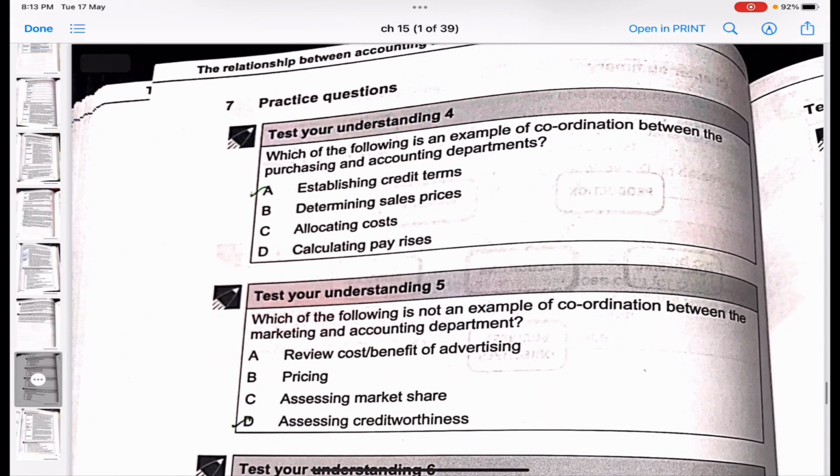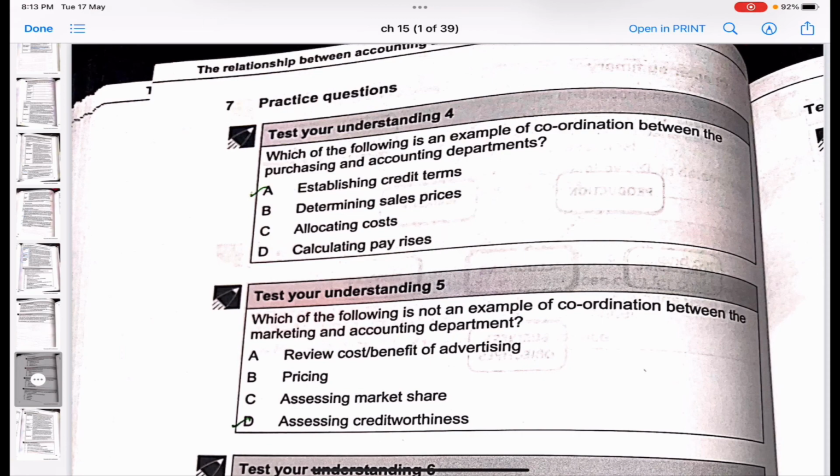That's it, we're done with the chapter. Now let's just do the practice questions. Which of the following is an example of coordination between the purchasing and the accounting department? Determining sales price, no, that's by marketing. Allocating costs, that's done in the production department. Calculating pay rises, that's also not done here. So the answer is A.